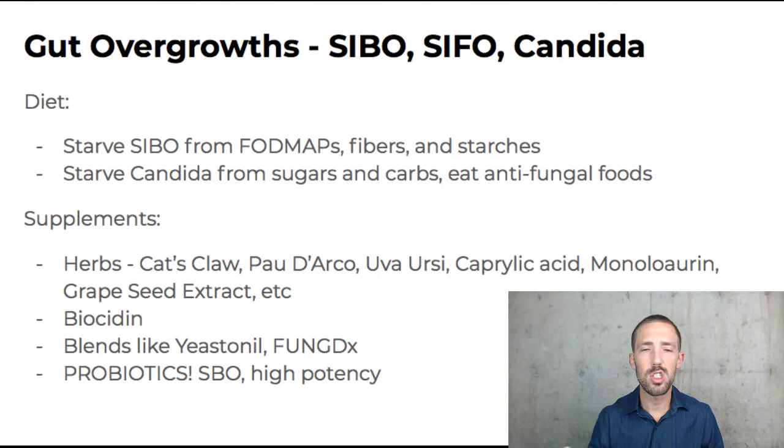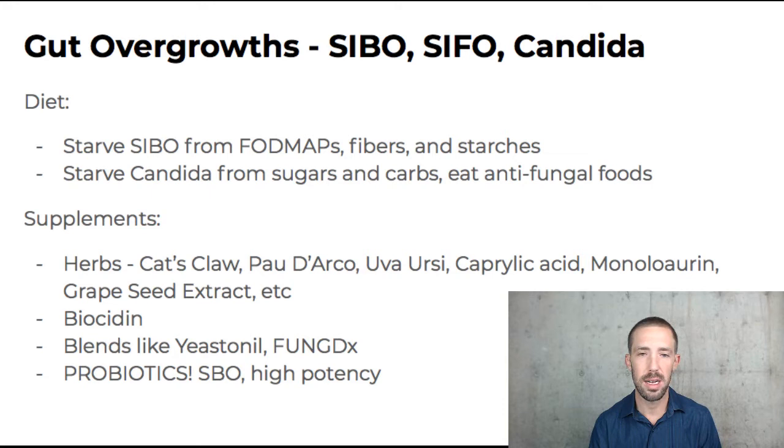So for gut overgrowth, things like SIBO, small intestinal bacterial overgrowth, SIFO, Candida, or just generalized dysbiosis anywhere in the gut tract, there are different diet strategies. With SIBO, there's a lot that you can do diet-wise. It's really, really tricky. But like FODMAPs, which is fermentable oligosaccharides, disaccharides, monosaccharides, and polyols.